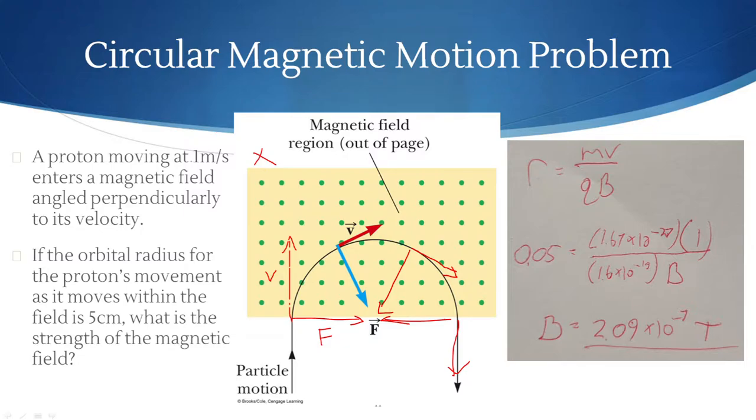So, proton enters at 1 meter per second. Since it's a proton, we already know what its mass and what its charge is. Mass and charge of a proton are considered to be known constants. If the orbital radius for the proton's movement is 5 centimeters, what is the strength of this particular magnetic field?